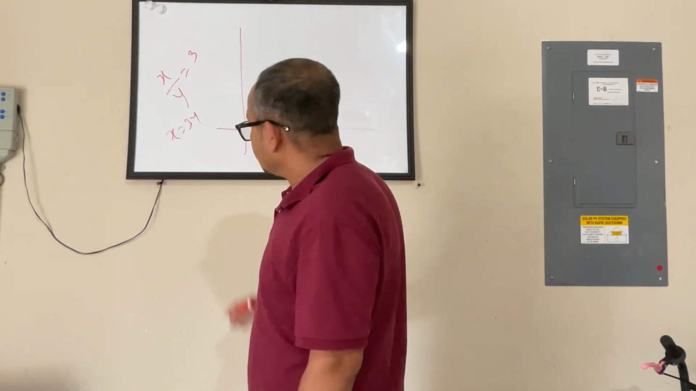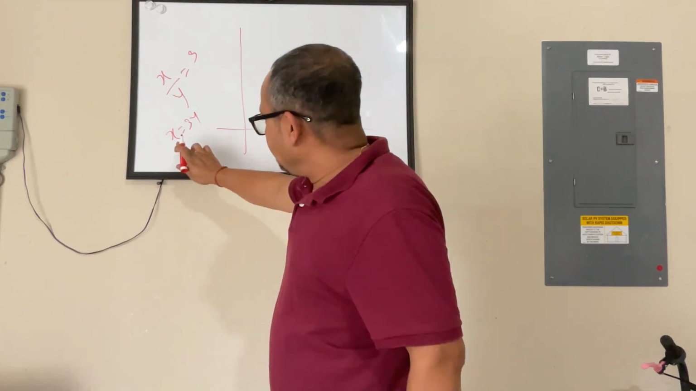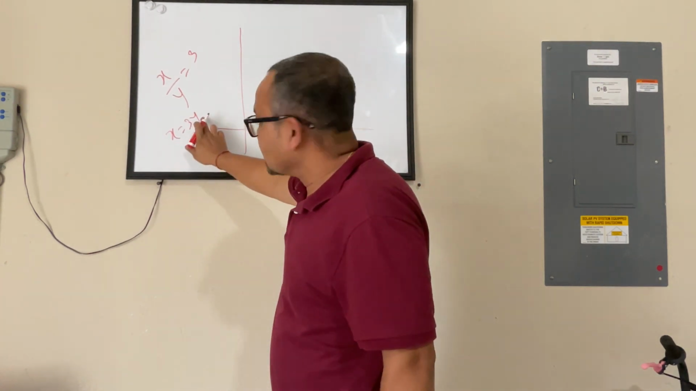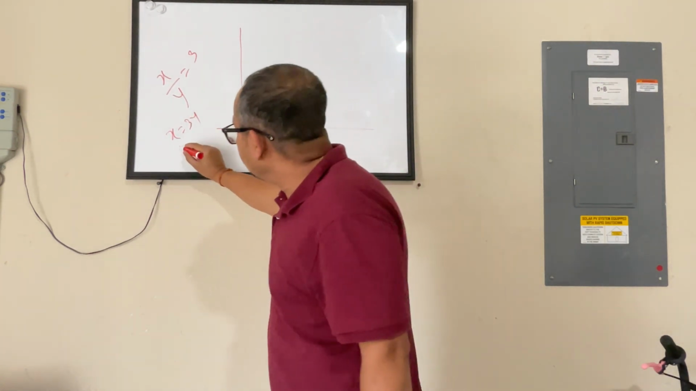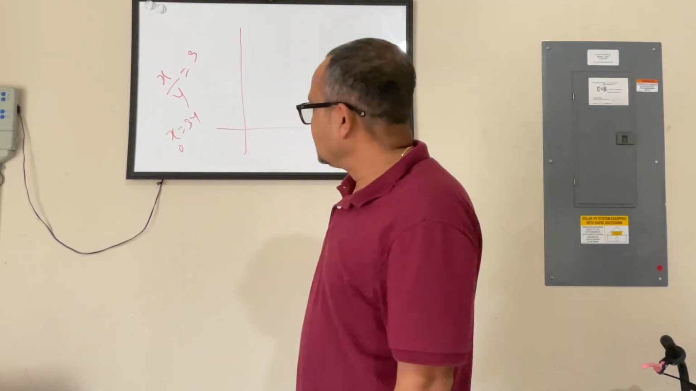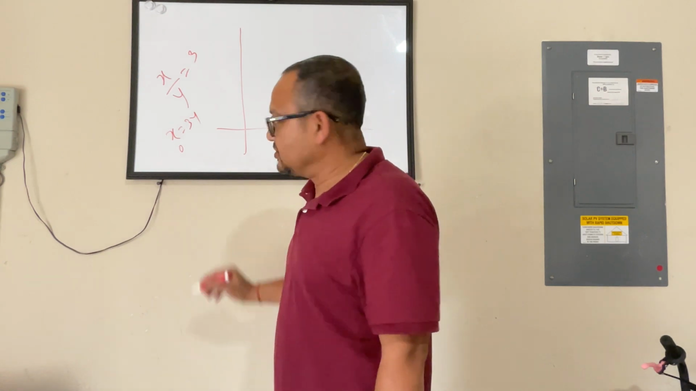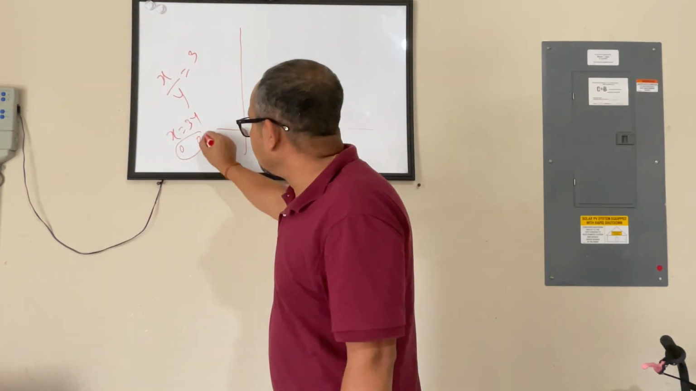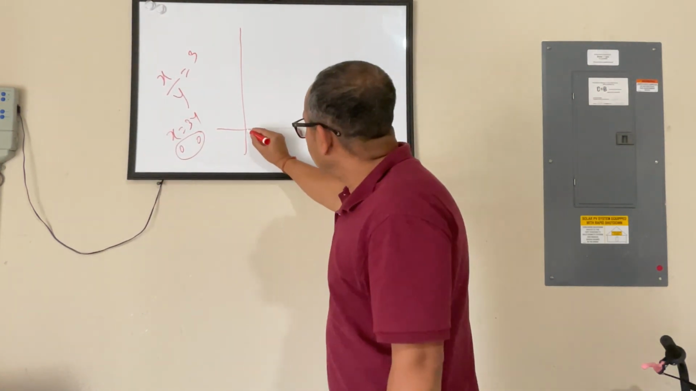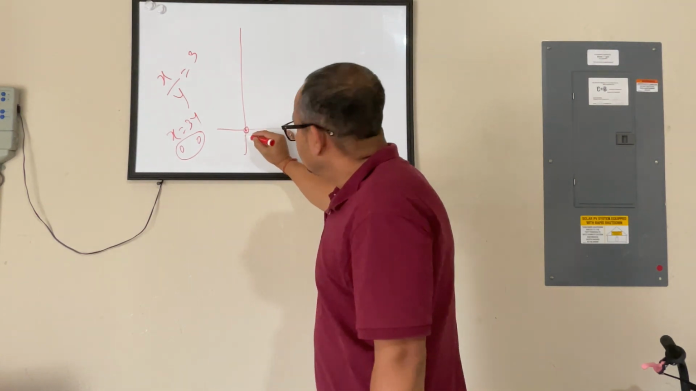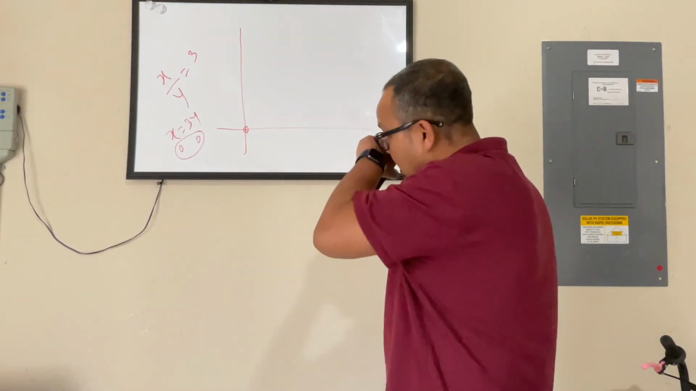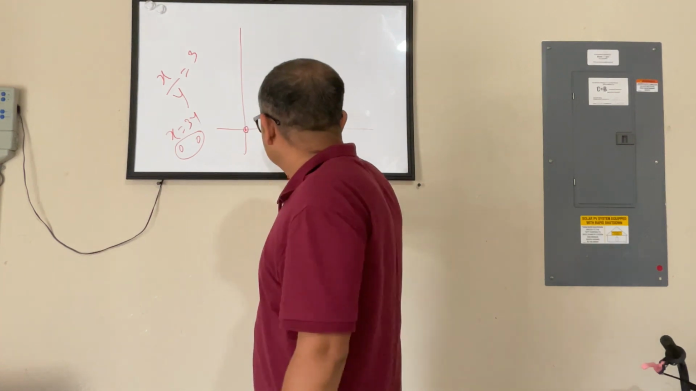Let's try plotting it. How will you plot? Pick up one value for x and see what the corresponding value for y is. I pick up 0. If x is 0, what is the value of y? 0. So this is my first coordinate, 0 and 0. This is my first point of the line. I pick x equals 1.